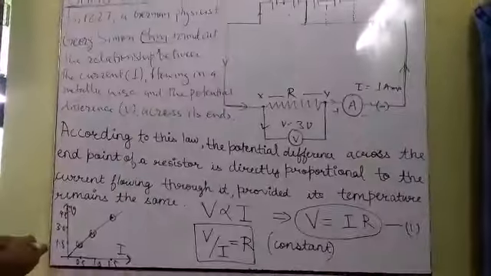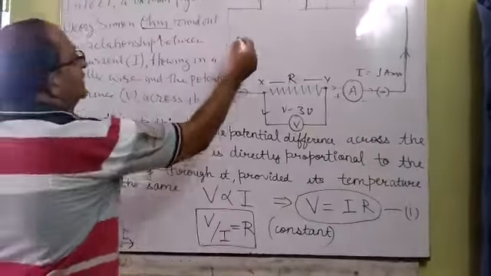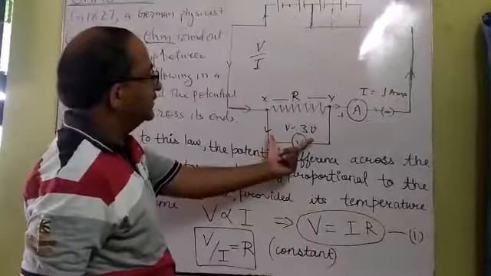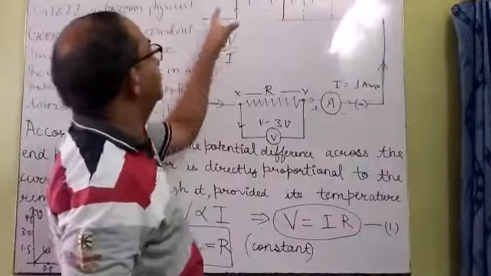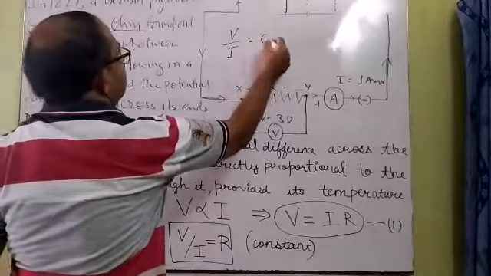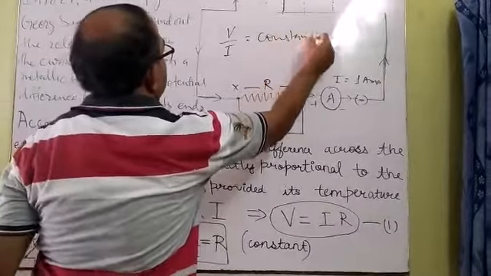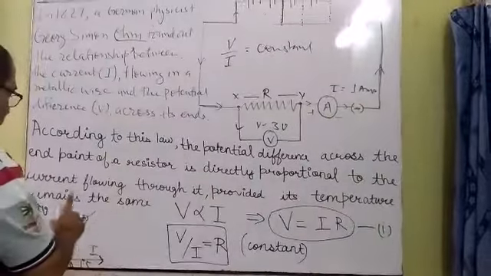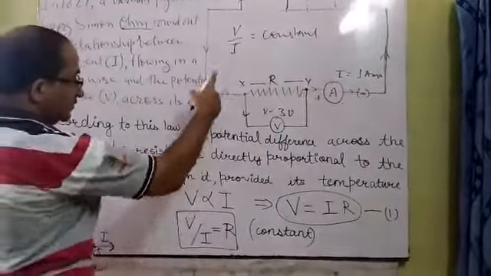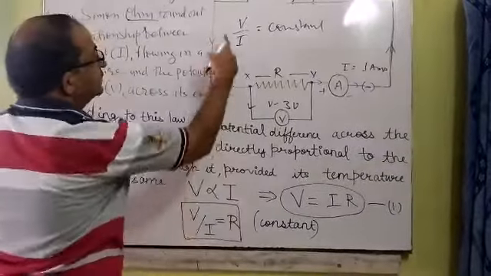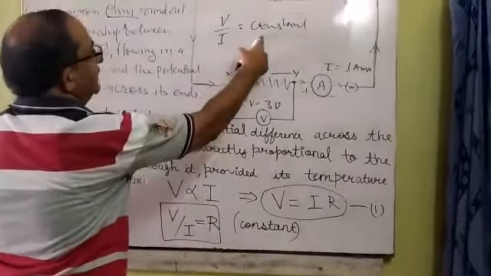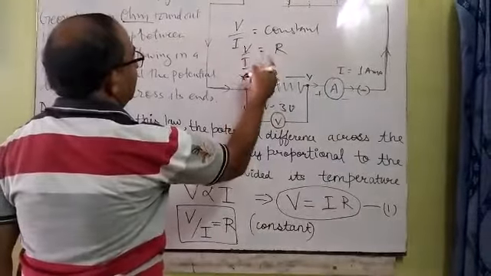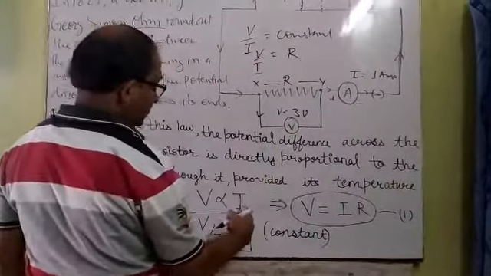So experimentally we have verified that the ratio of V and I, meaning the potential difference across the endpoints of the wire and the current flowing in the circuit, is constant, provided the physical conditions like temperature remain the same. So the mathematical formulation of Ohm's law is V proportional to I, because when V upon I is constant, this constant we shall take as R. So V upon I is R. It means V is proportional to I.